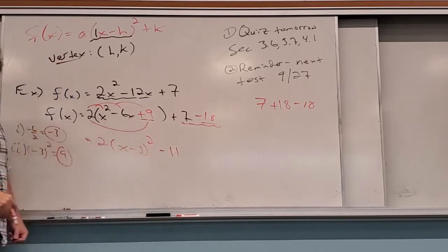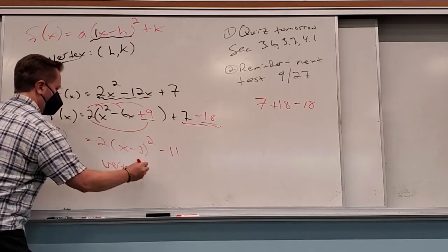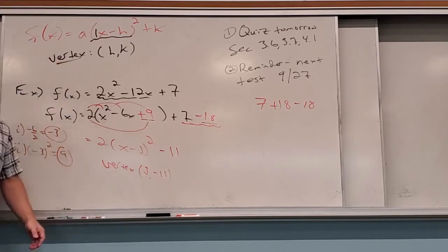Minus 11. So what's the vertex? Yeah, vertex is 3, right? It goes right 3, down 11, right? Vertex 3, negative 11. Is that cool?